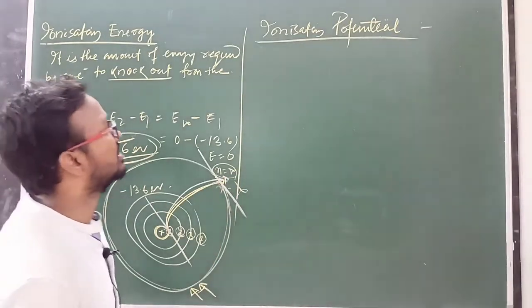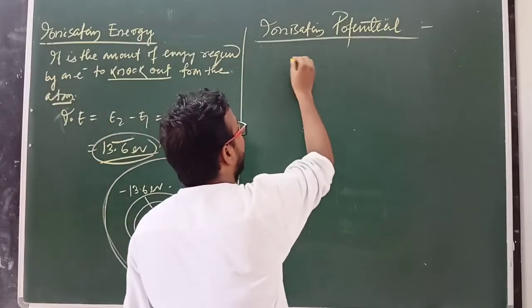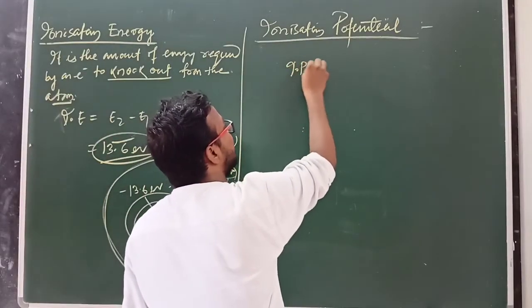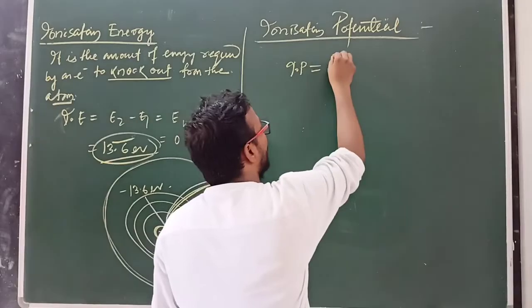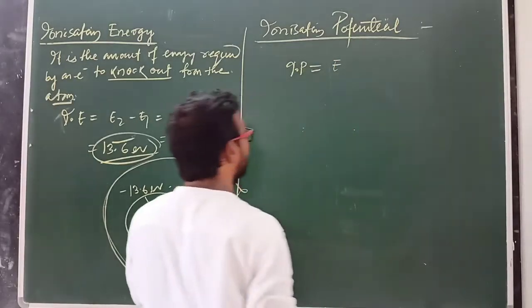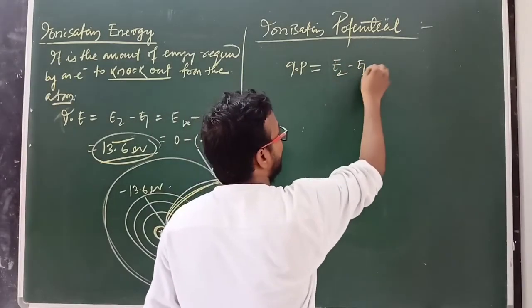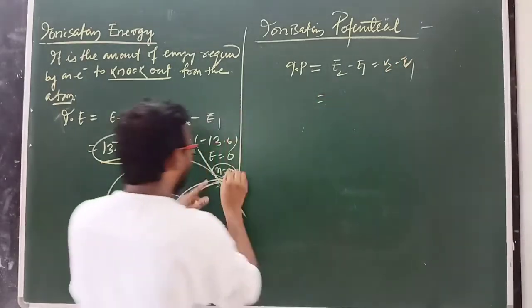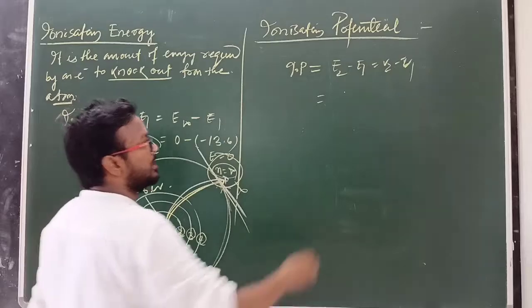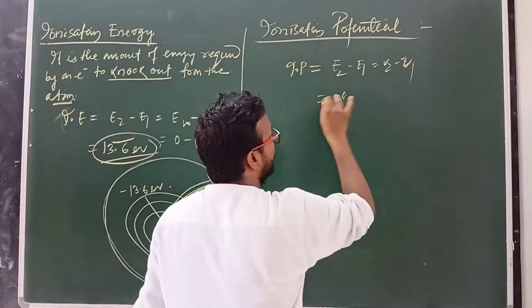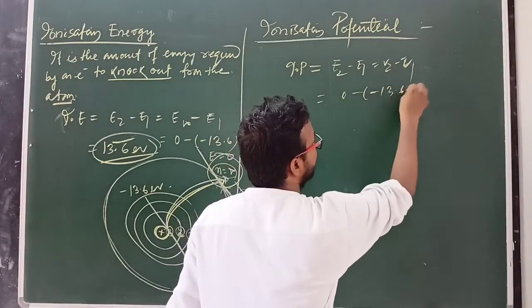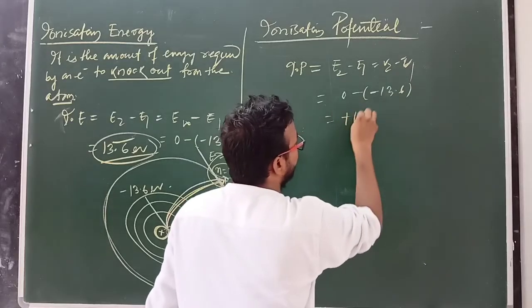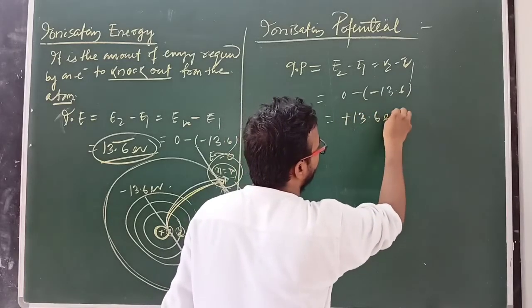That potential is known as ionization potential. The ionization potential is the potential difference V2 minus V1, that is E2 minus E1. V2 is the infinite point, where the potential is 0, minus of minus 13.6 electron volt, so plus 13.6 electron volt.